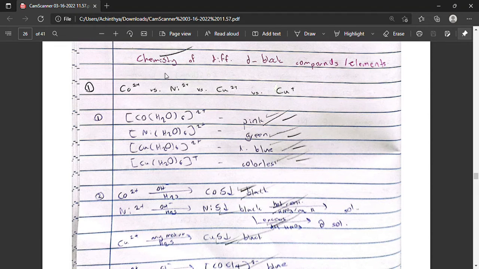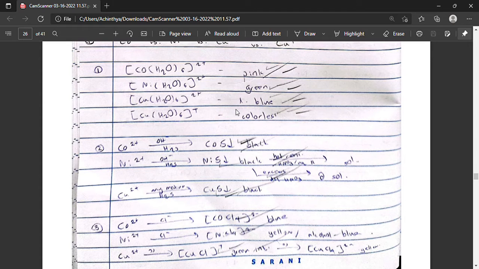Okay, let's do something different here. Let's compare cobalt, nickel, and copper and their reactions to different reagents. As we can see here, they exist in water as so.